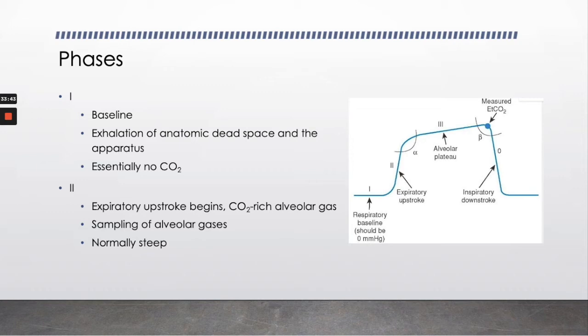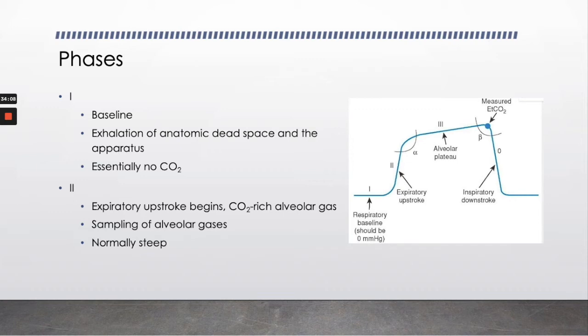So phase two, that's the expiratory upstroke, and it begins. Basically the anatomic dead space is washed out by CO2-rich gas, so alveolar CO2-rich gas. At this point the sampling of the alveolar gases begins, and it's normally fairly steep.